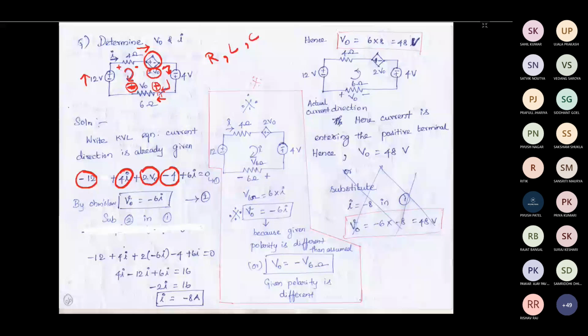So this is a 6 ohm resistor. The voltage across this resistor is 6 into I, so I have mentioned it as plus 6I. If I rearrange this equation, I will get V naught is equal to minus 6I. This is a different case, but this is the actual equation. In this equation we have written the KVL equation. This is the first equation.